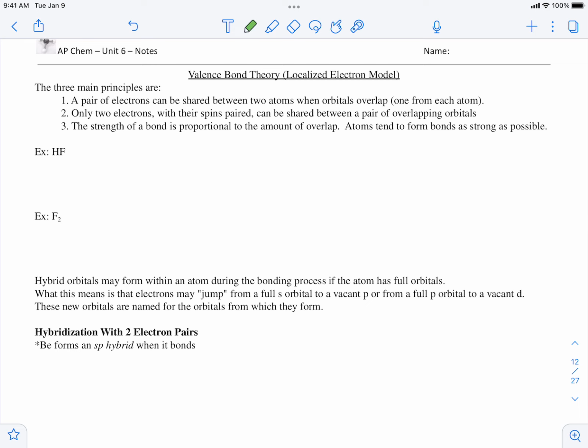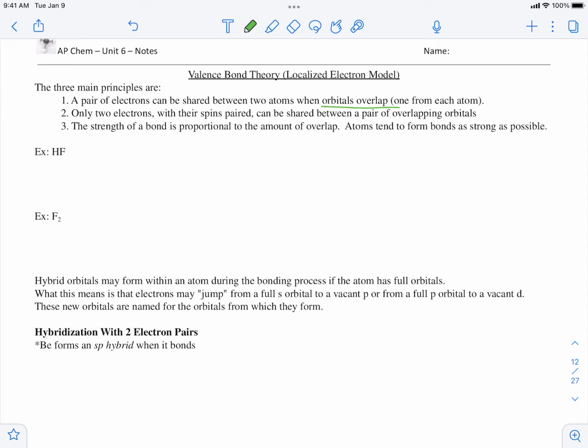Valence bond theory is a theory that is used to explain how we see some of the molecular shapes that we see. So a lot of this theory you already know, we just didn't call it valence bond theory. So a pair of electrons can be shared between two atoms when their orbitals overlap. Now, this is not something we talked about yet, orbital overlap, so this aspect here is new.